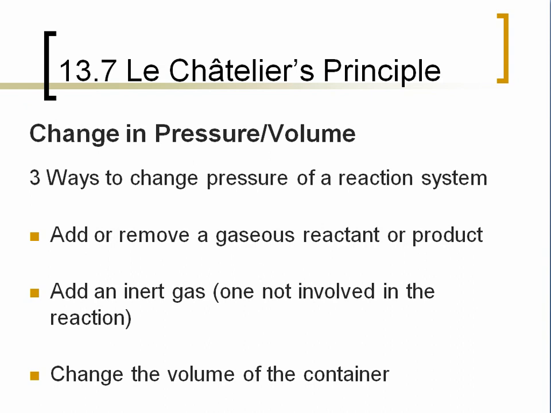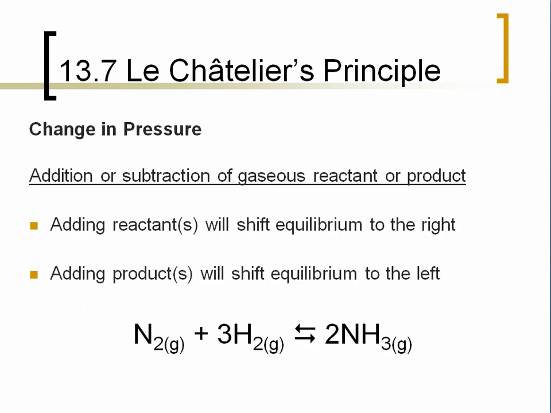So, the first one we're going to discuss is adding a gaseous reactant or product. And it's really the same thing as concentrations. It's really not any different. So, for example, if I'm adding NH3 to the system, my equilibrium will shift to the left to compensate. Since it's now shifting to the left, that means my N2 will increase and my H2 will increase to compensate. It will start to increase until it reaches equilibrium again. So changes in pressure because you're adding or subtracting gaseous products or reactants is the same as concentrations.